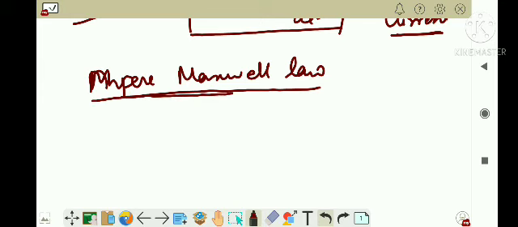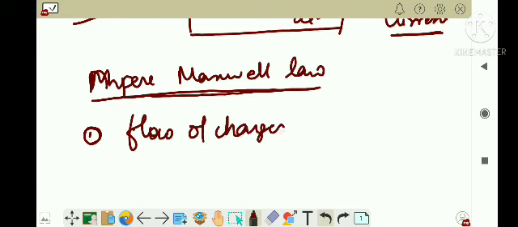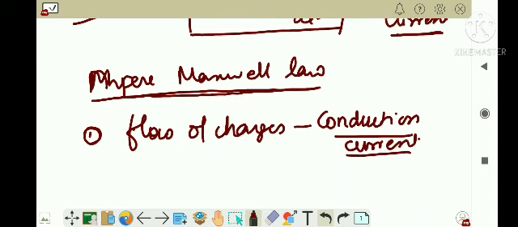So before telling about the law, I will tell about something about currents. So one current which we have always learned is current which is due to the flow of charges, right? And the current due to the flow of charges, that type of current which is commonly studied by us, is known as conduction current, right? The type of current which is due to the flow of charges is known as conduction current.